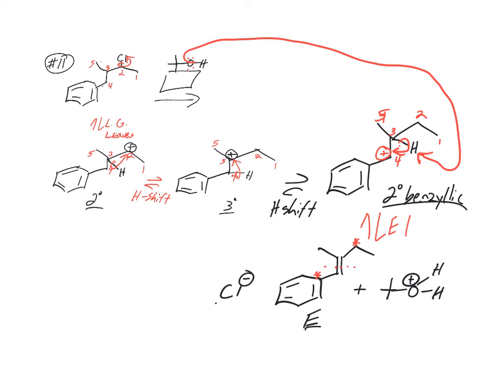You want it to be E. Notice how there's no wedges and hatches here, so you're not restricted. All right, E1, you're not restricted, right? E2, you got that anti-periplanar problem. So here, you're always looking for E1's easy. E1, you're going to go resonance, E alkenes, the whole thing. Zaitsev rules, no problem.